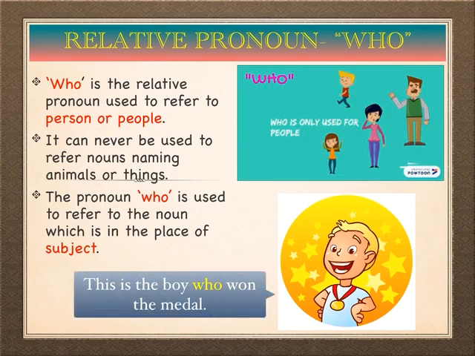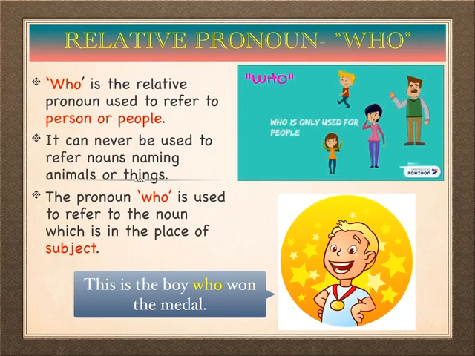Well, we can see a boy over here who is wearing a medal. So this is the boy who won the medal. Over here we have placed who before the noun boy, and the boy is the subject of the sentence.